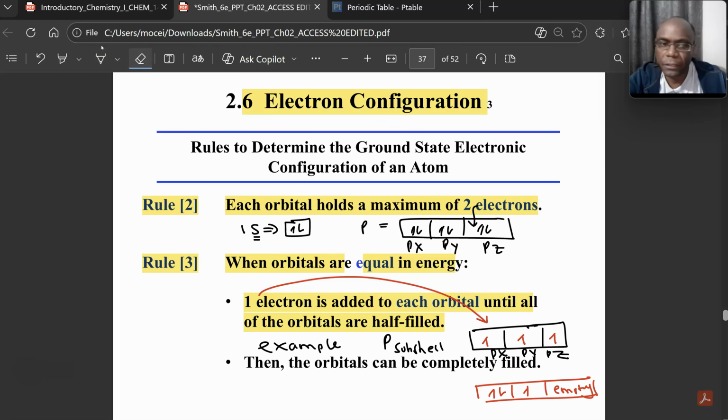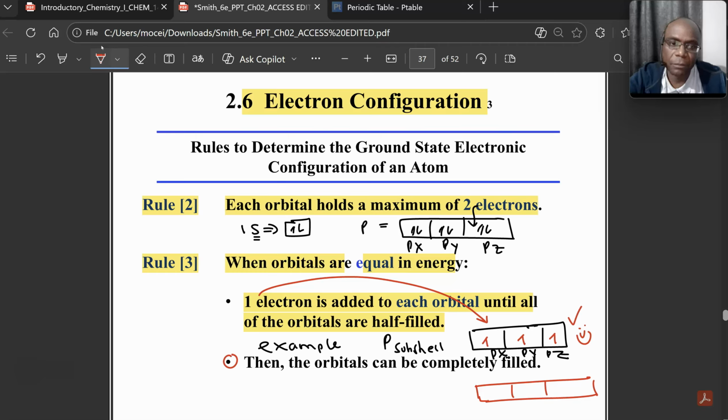That is a felony in chemistry. Someone needs to be jailed for a long time without bail and parole and food. Okay, so this is the correct way to do it. All smiles. The next part, then the orbitals can be completely filled. Suppose you have 4 electrons left after populating the earlier orbitals. You'll do the same thing, populate them singly before you start pairing to fill up the rest. So that is rule number 3.